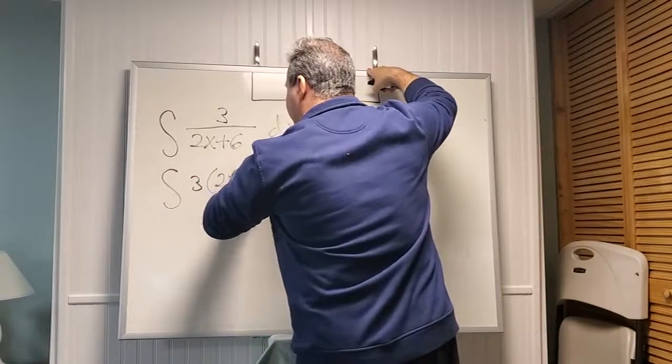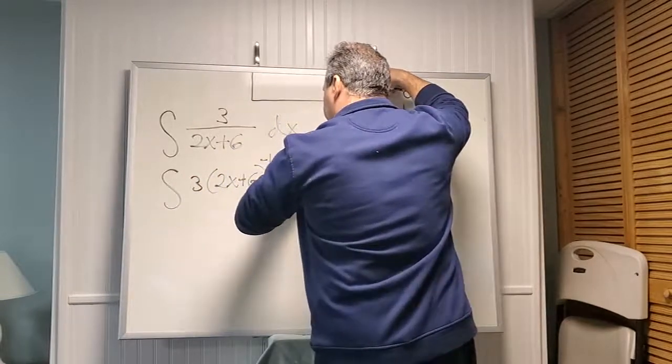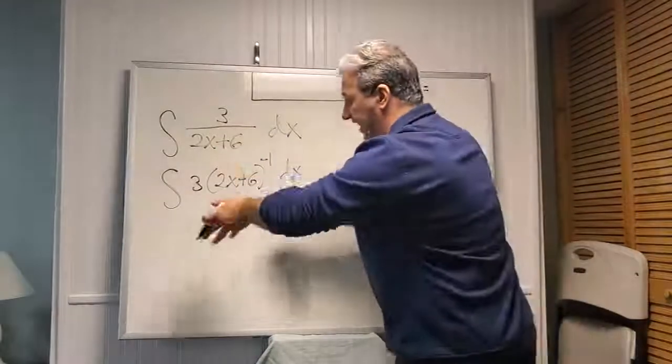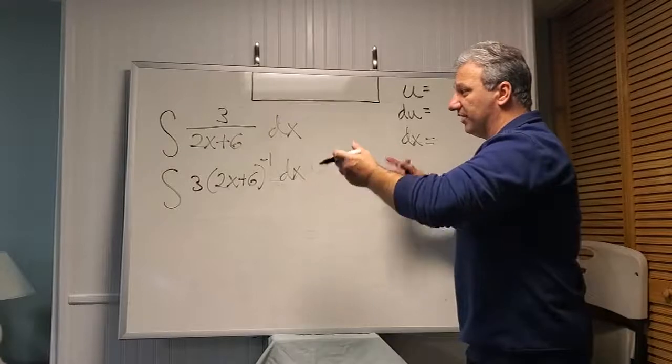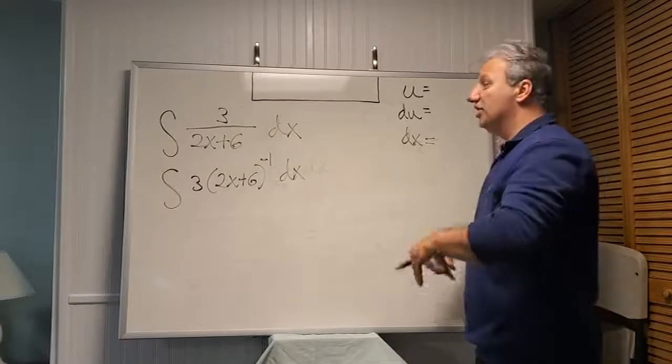You can bring up any denominator by negating the exponent. And that's what I did there. I brought up the denominator by negating the exponent. Okay. So the denominator's coming up, negating the exponent. Got it. Now what do?